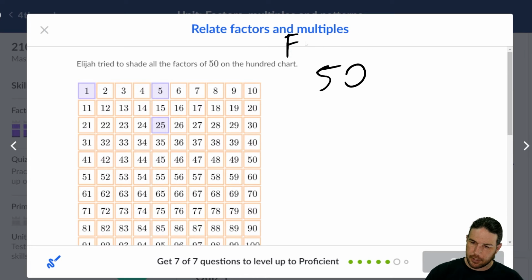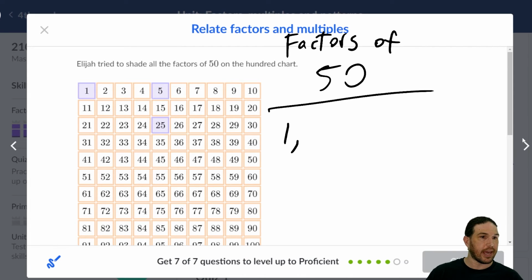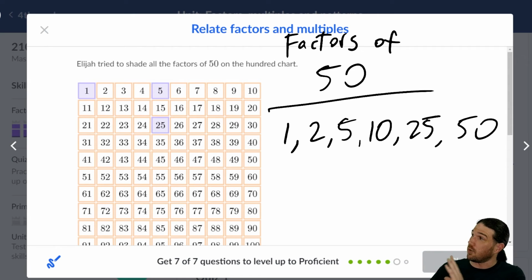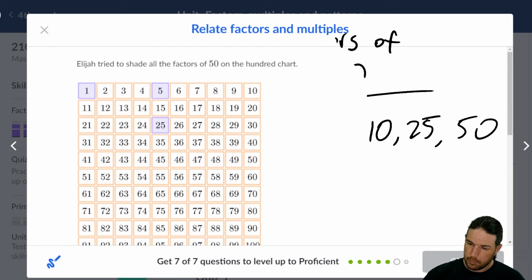So I'm gonna say factors of 50. It can be divided by 1, everything can. It's even, so it can be divided by 2. 5 is correct. It ends with a 0, so you can divide it by 10. 25 and 50. I think those are all of the whole numbers that you can use to multiply to make 50. So it looks to me like she got a good start. She just didn't quite get all of them. Let's see what our options are.